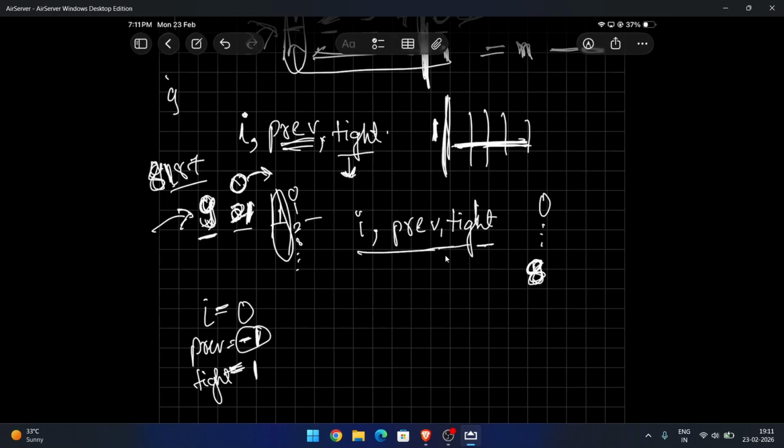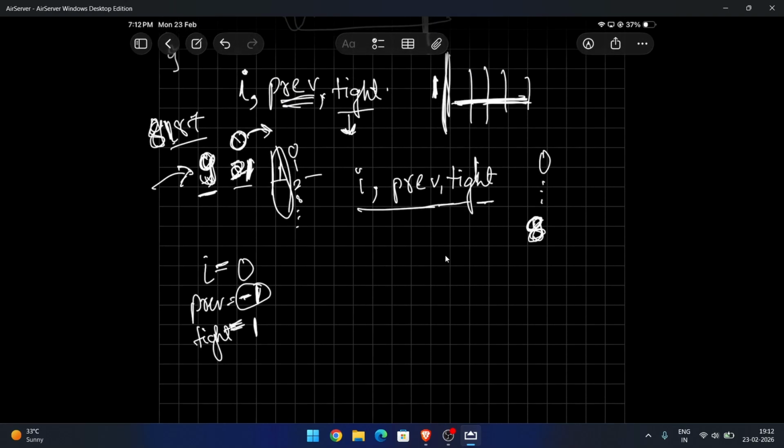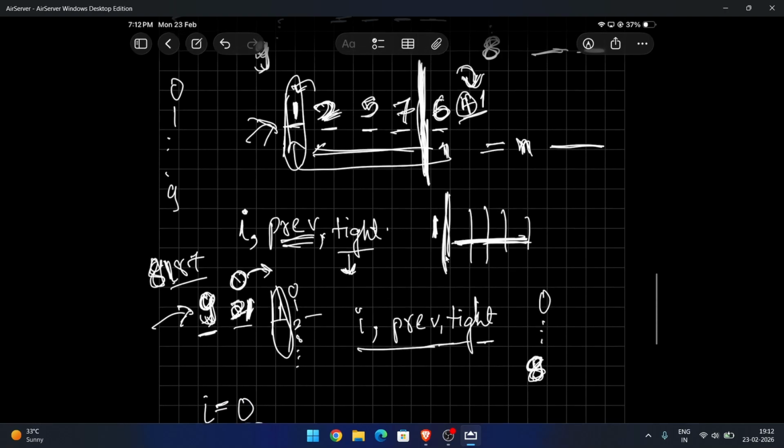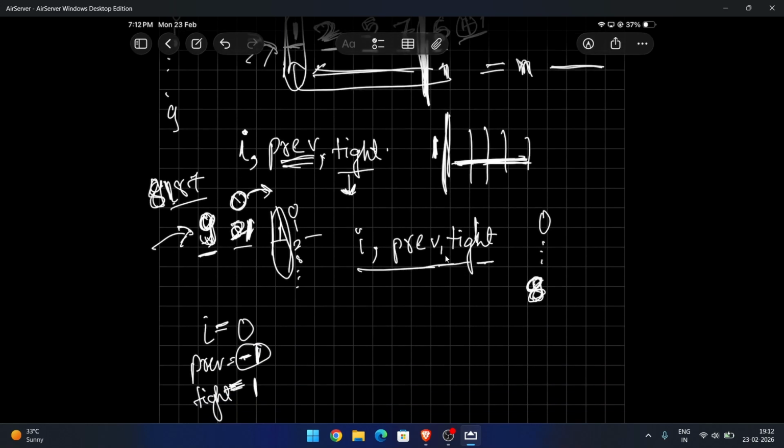Okay, so now is there anything missing, guys, or is this enough for us? You will understand this better when I write code. But now let's look for more things if we are missing anything. Okay, what if this one is also a number?